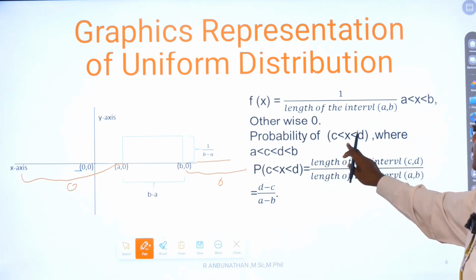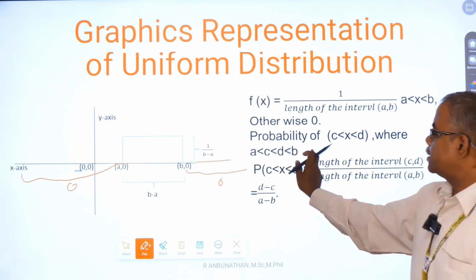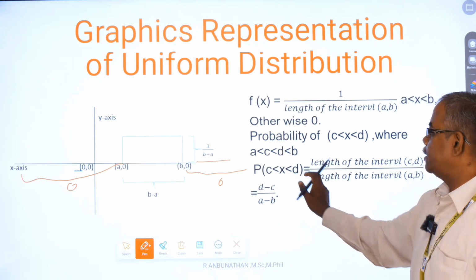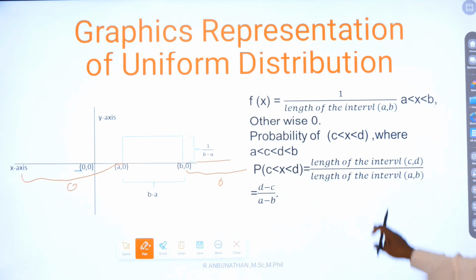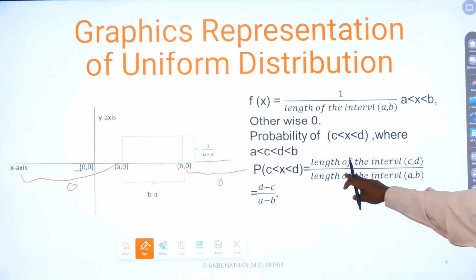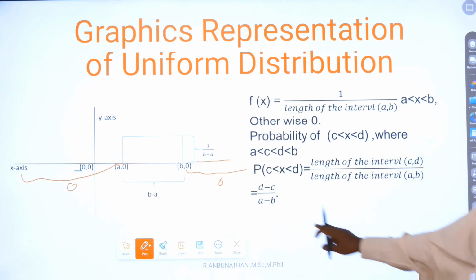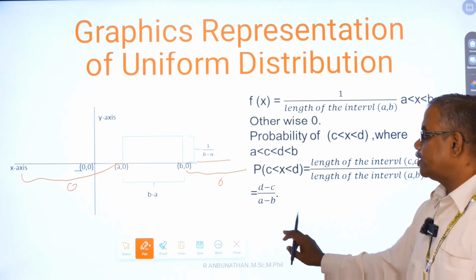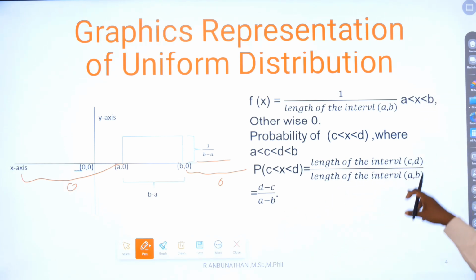If the probability is asked from c to d, where c and d lie between a and b, then the probability of c to d is the length of the interval c comma d divided by the length of the interval a comma b, which is equal to d minus c divided by b minus a. We use this formula while solving problems.